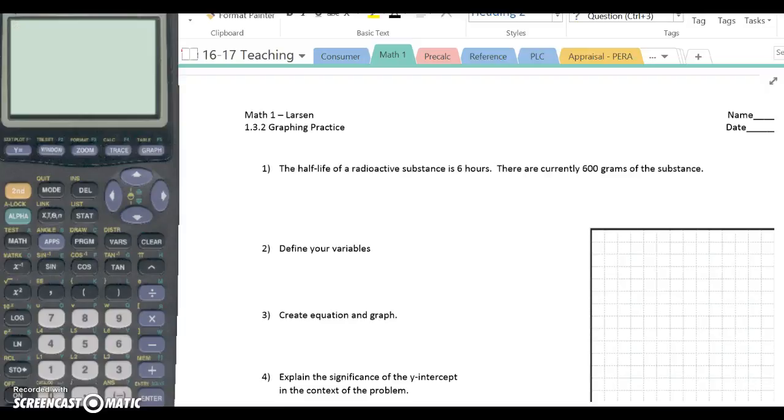Okay, so here's the graphing practice we did in class today with the half-life. We did a lot of this on the board, but I just wanted to show you from start to finish. So it says the half-life of a radioactive substance is 6 hours. It's currently 600 grams of the substance.